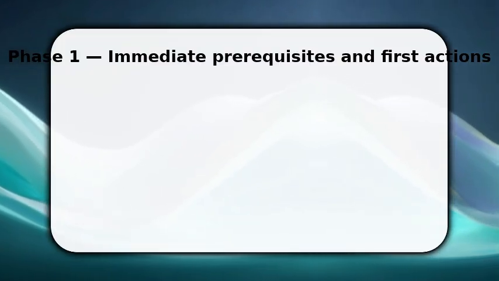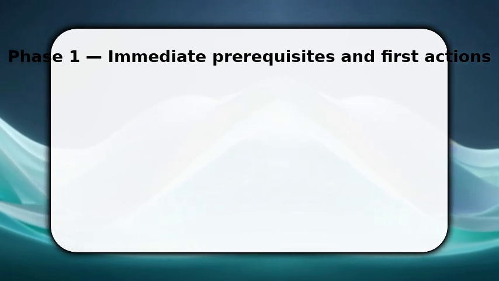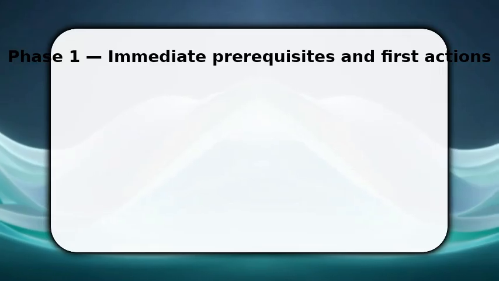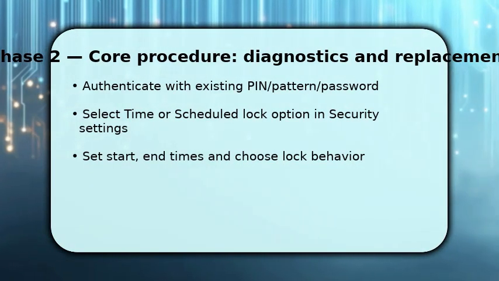Now tap Screen Lock Timing or similar option to start setting a time password. You authenticate with your existing lock so Android permits changes. This step prevents unauthorized tampering.